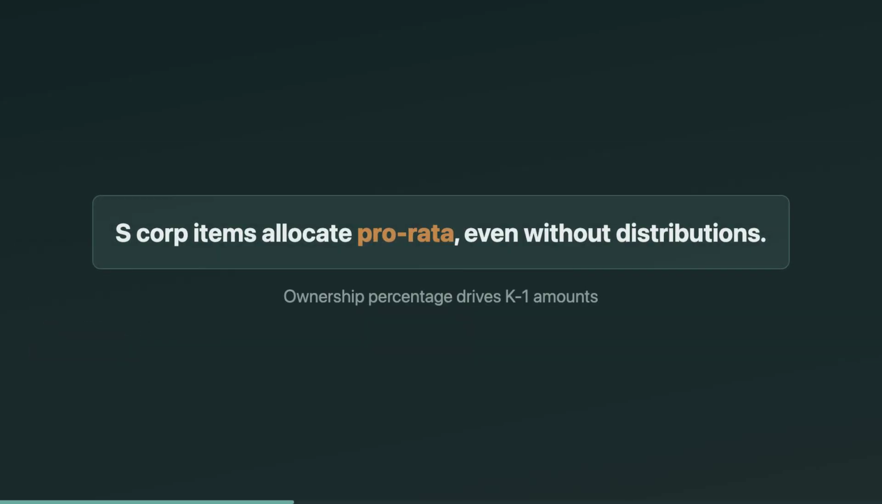Allocation is pro rata. That means income, deductions, credits, and separately stated items flow through based on ownership percentage. Even if no cash is paid out, if you own 30% all year, you generally pick up 30% of each K-1 item. A classic trap: no distribution, so no tax. Wrong. You can owe tax with zero cash.